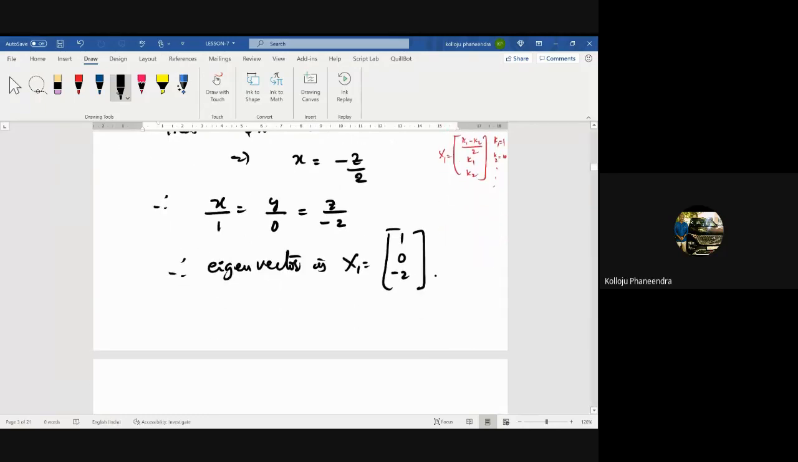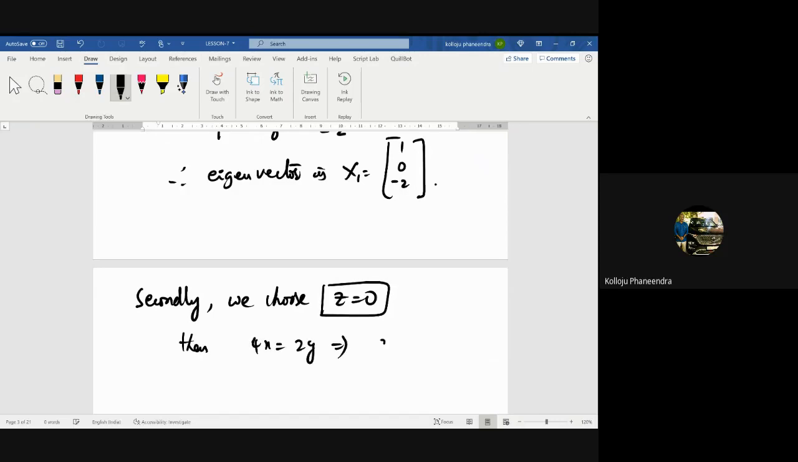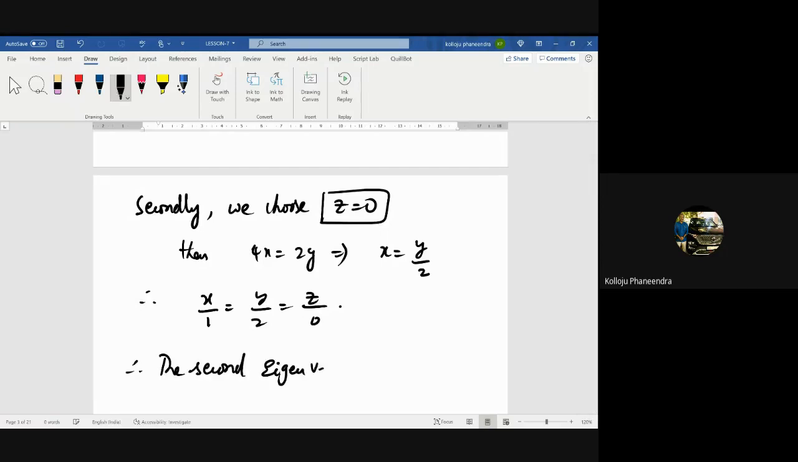Secondly, I can choose any two variables as independent. Secondly, we choose z equal to 0. Then 4x equal to 2y, you will get. Then x equal to y by 2. Therefore x by 1, y by 2 and z by 0. Therefore the second eigenvector is x2 equal to 1, 2, 0.